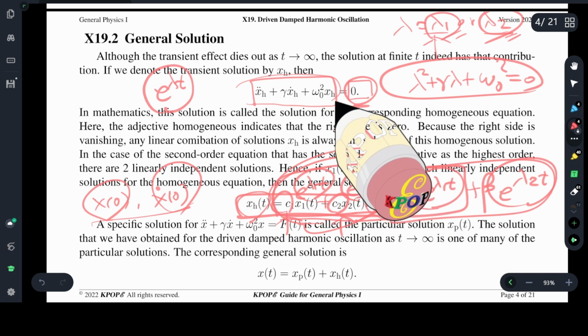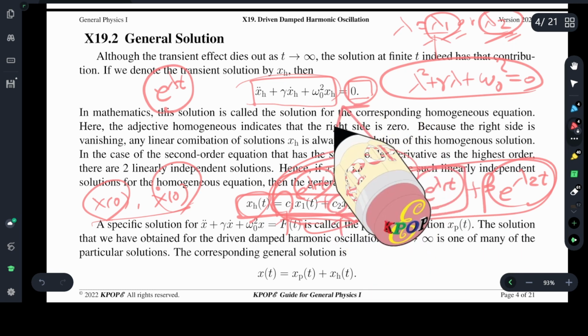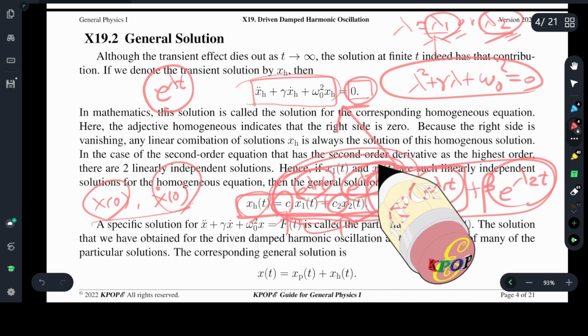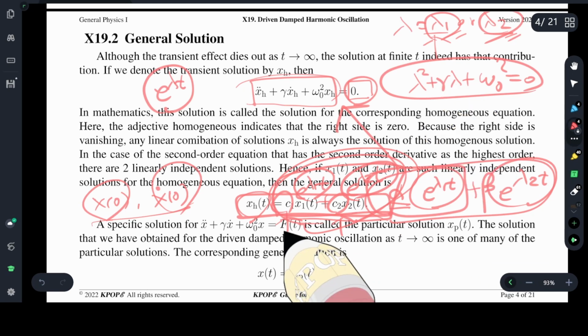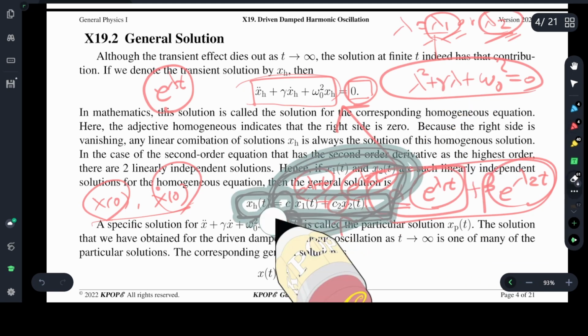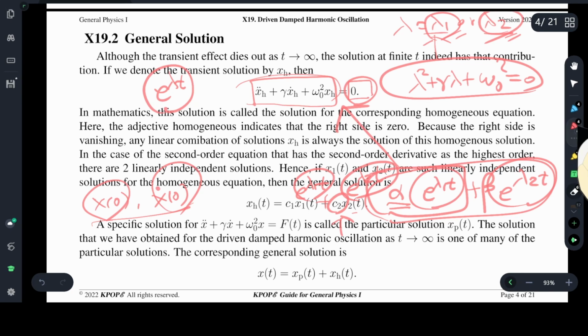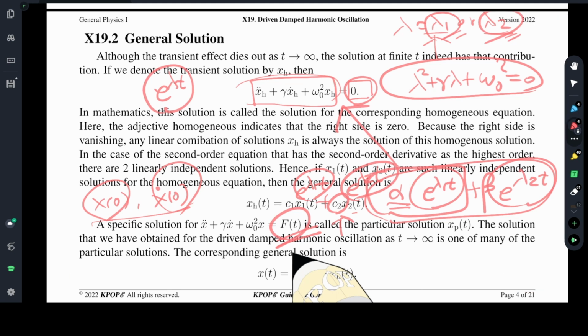And once we know the homogeneous equation solution, we consider the case where we have a non-vanishing right-hand side, which is due to the driving force. If there exists a driving force, there is no special way, no general way, to find the solution satisfying this equation. It is case by case.